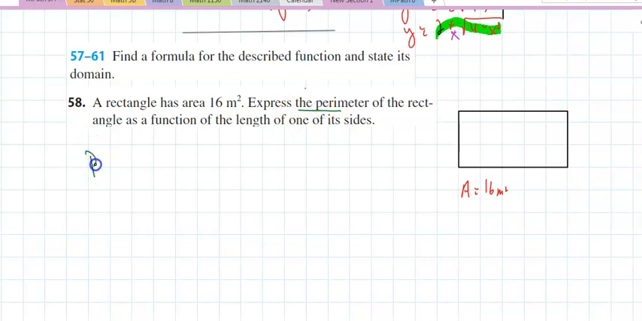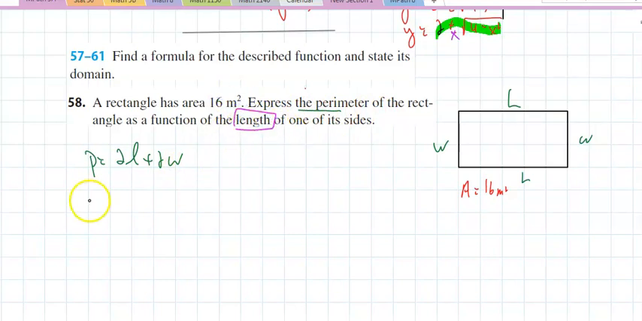Express the perimeter. Tell me what the perimeter is. Well, the perimeter of a rectangle is twice the length plus twice the width. Assuming this is the length, that's the width, or vice versa. It doesn't matter. They say express the perimeter as a function of the length.